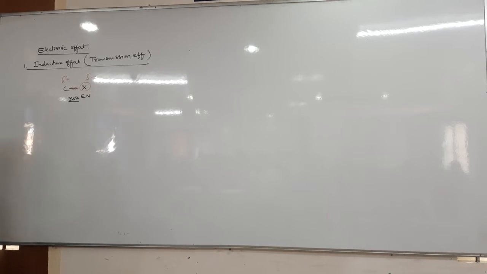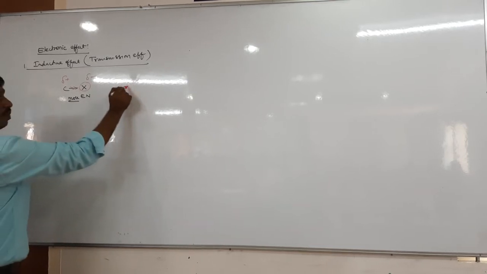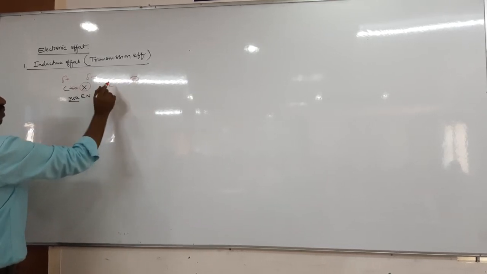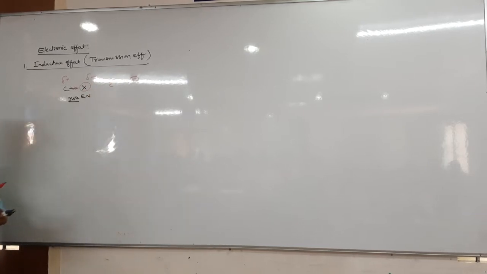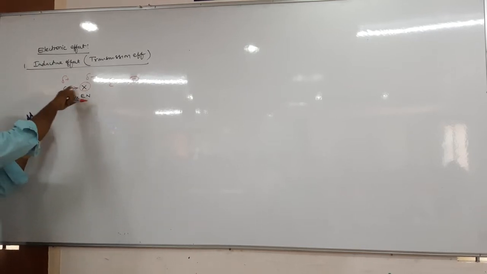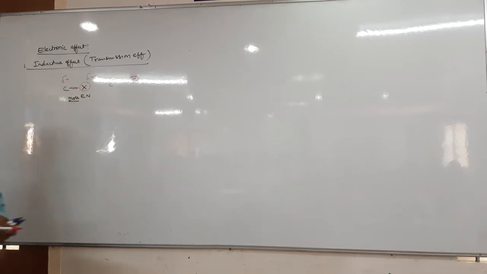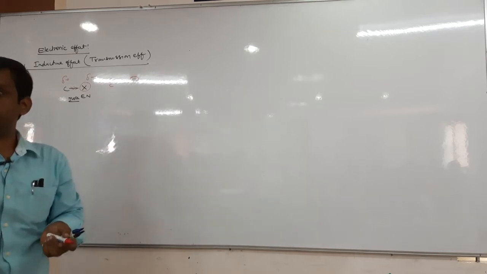Right. Therefore now tell me, due to inductive effect, whether there is a partial displacement of electron or complete displacement. It is a partial displacement. I am not writing complete positive charge or complete negative charge. Due to inductive effect, we write partial negative and partial positive. Therefore inductive effect is a partial displacement.